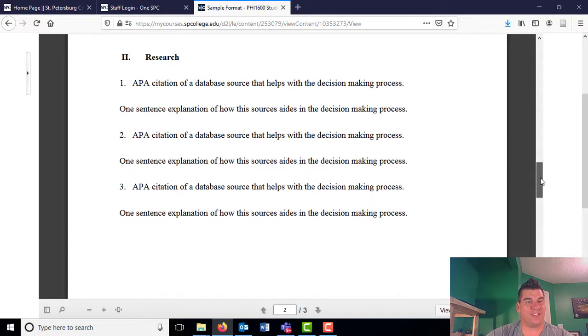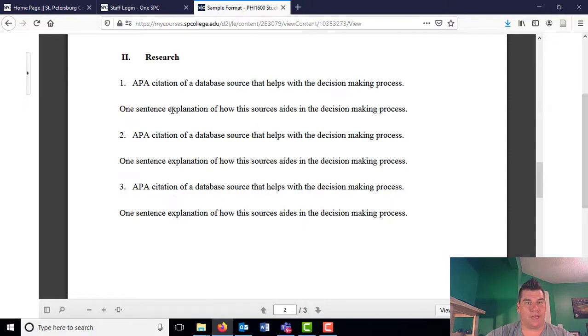In the second section for the research, you're just going to put the number 2, the research. You're going to number these 1, 2, and 3. And you're going to have the full APA citation with the hanging indent, double spaced. And then under it, you'll have the 1 sentence explanation of how this source aids in the decision-making process, and then your second source, and then your third source.